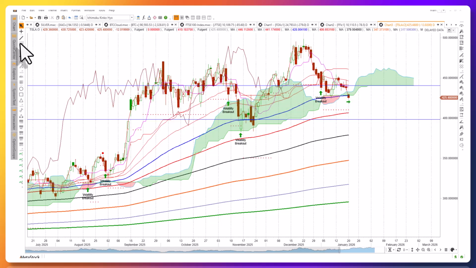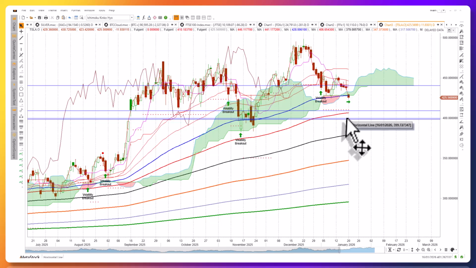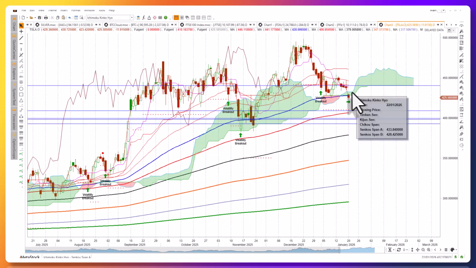The thing to look out for: if support fails at this level, it's quite possible that we will retest other levels for support. Looking at this bottom end of the cloud, the next downside target would be 409, and then 398 and 400 basically there together with this level. These are the downside risk targets if Tesla fails to regain support at the bottom of the cloud, because if the price action is below the cloud, that changes the daily chart to a bearish chart.